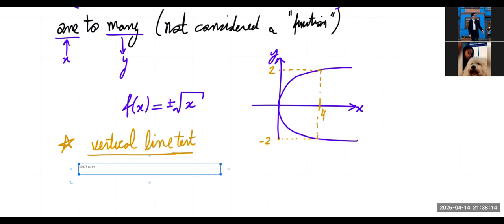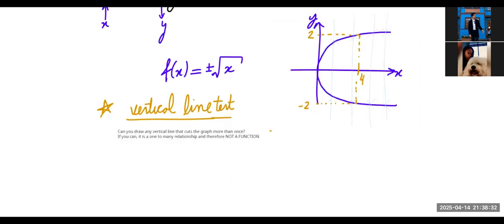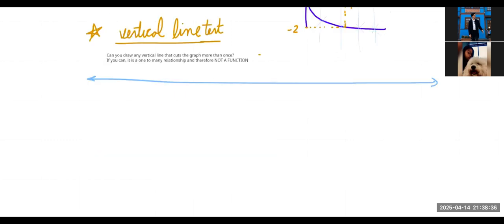So if you can draw any vertical line that cuts the graph more than once, it's considered not a function. For example, you see all of these vertical lines cut the graph more than once, right? So it fails the vertical line test, which means that it's not a function. Is this clear? Okay.